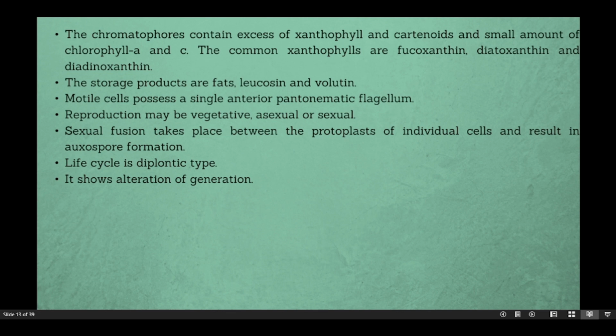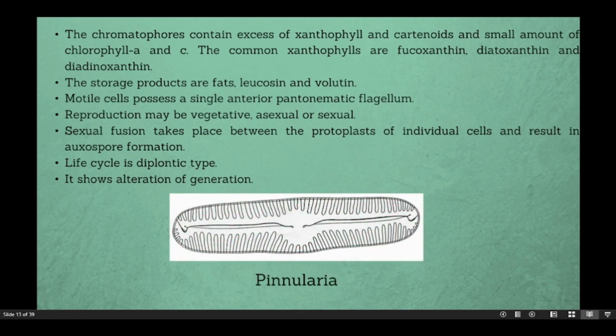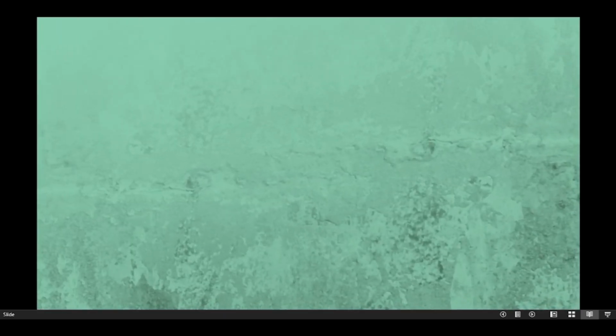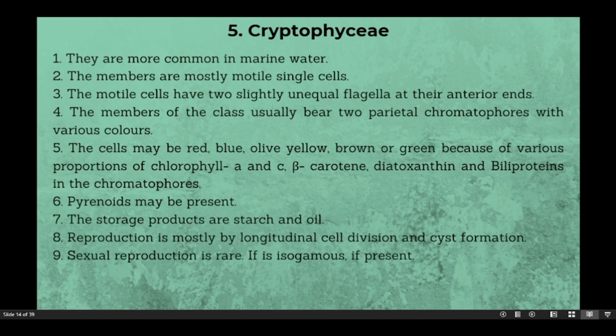Motile cells possess a single anterior pantonematic flagellum. It is a peculiar character in this class. Reproduction may be vegetative, asexual, or sexual. Sexual fusion takes place between the protoplasts of individual cells and results in auxospore formation. Life cycle is diplontic. It shows an alternation of generation. See, this is Pinnularia, and the next class is Cryptophyceae.